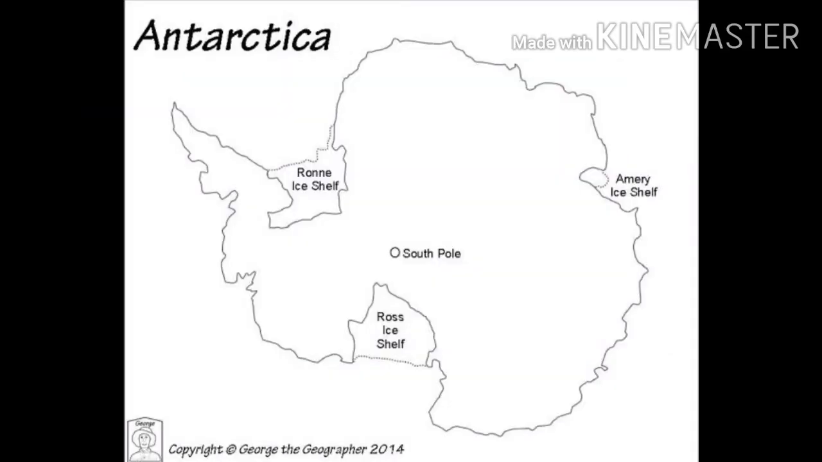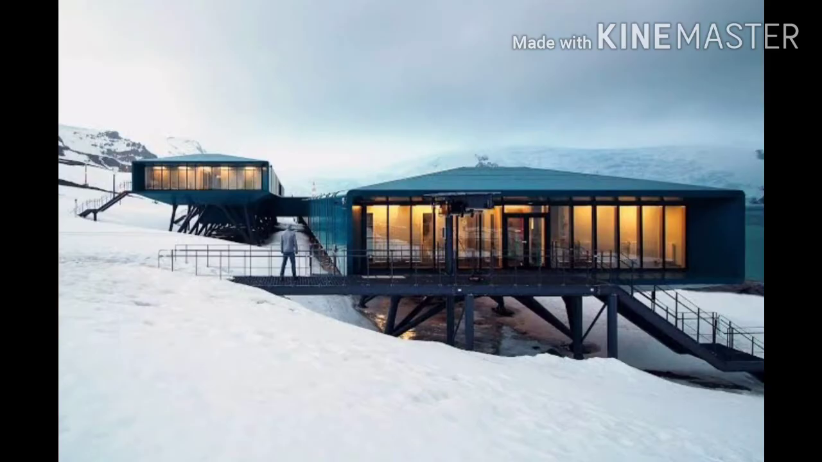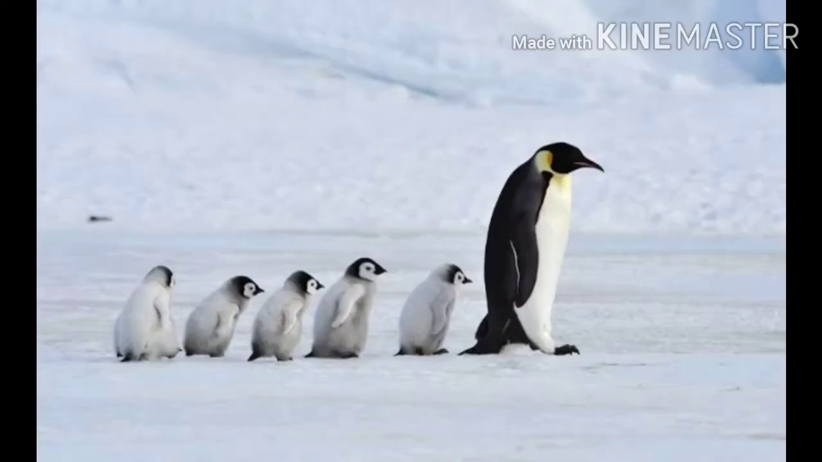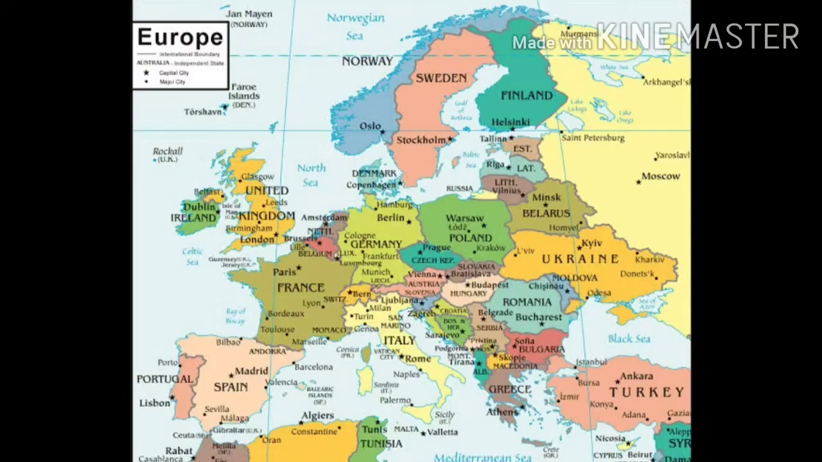Frozen means solid, clear. Students, you may ask the question, why? Because it is covered by a thick layer of permanent ice. This makes it the coldest continent in the world. So the conditions make it very difficult for human survival. Only scientists stay here to perform research work. Some of the wildlife found in Antarctica include penguins, seals, whales, etc.